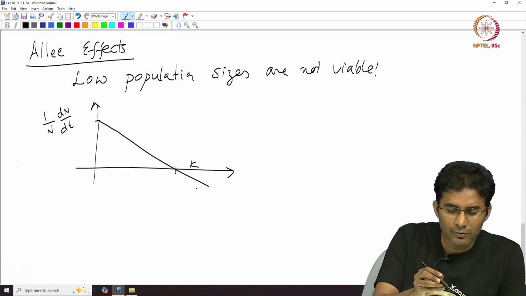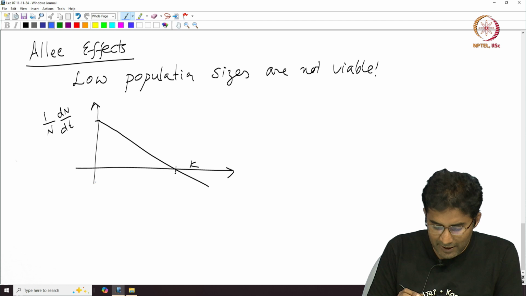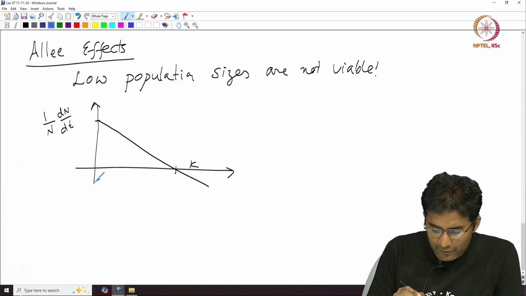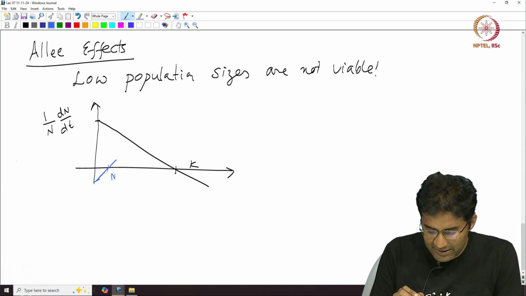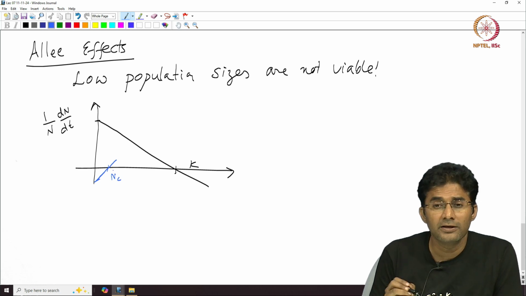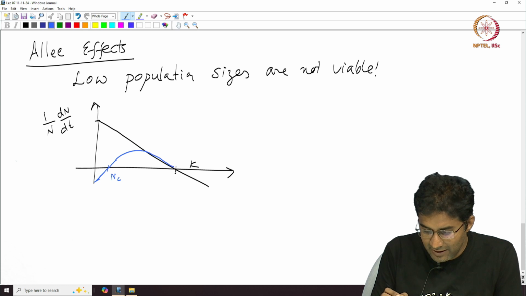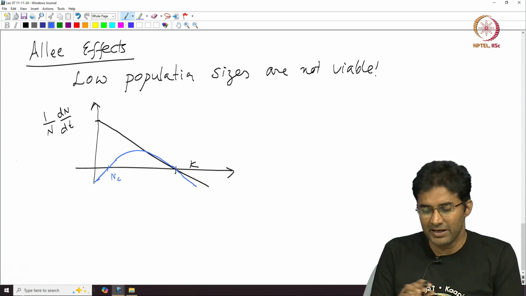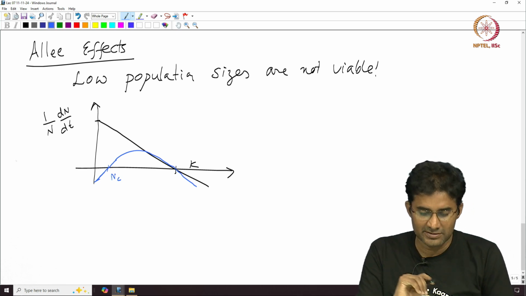However, if you now include the Allee effect, for low population sizes the per capita growth rate is actually negative, because populations are not even viable. Only when the population exceeds a certain size, let us call this NC, do the populations become viable, and then eventually, again at carrying capacity, they follow the same trajectory as the logistic model beyond a certain population size.